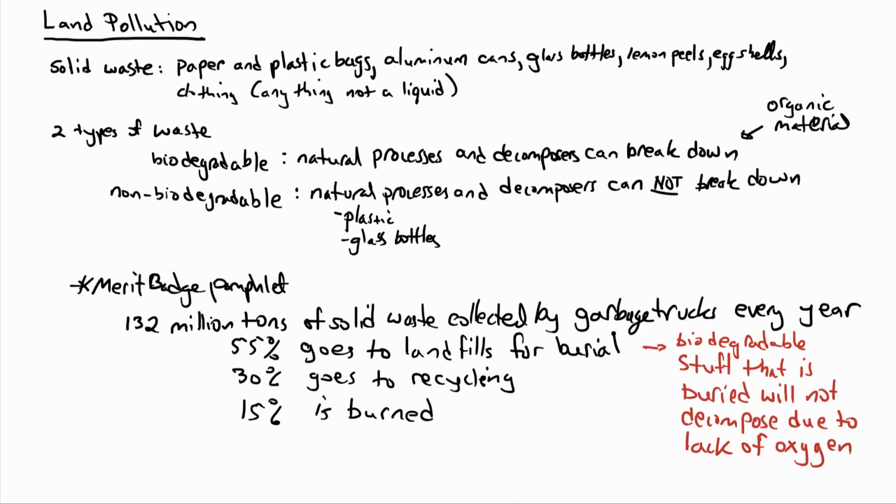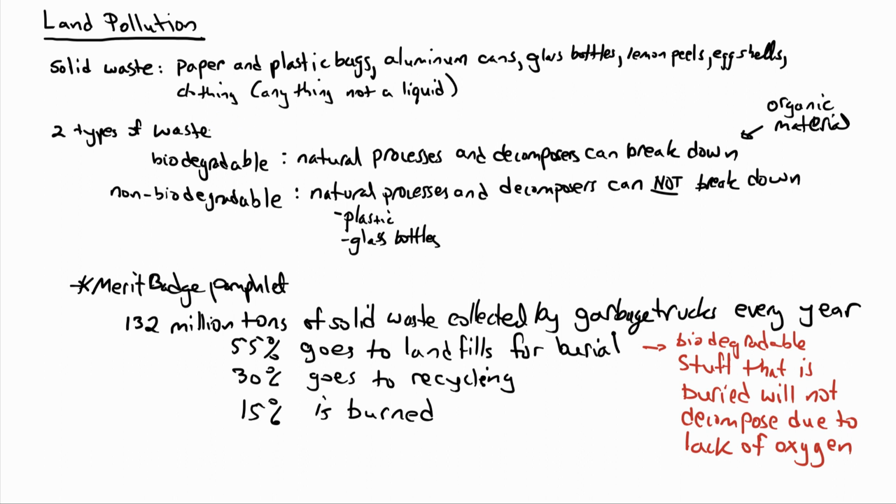And now we're going to move on to land pollution. So we have solid waste, which consists of paper and plastic bags, aluminum cans, glass bottles, citrus peels, eggshells, clothing, anything that's not a liquid, basically.